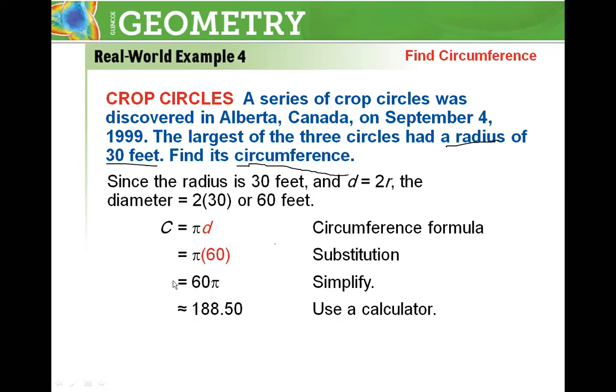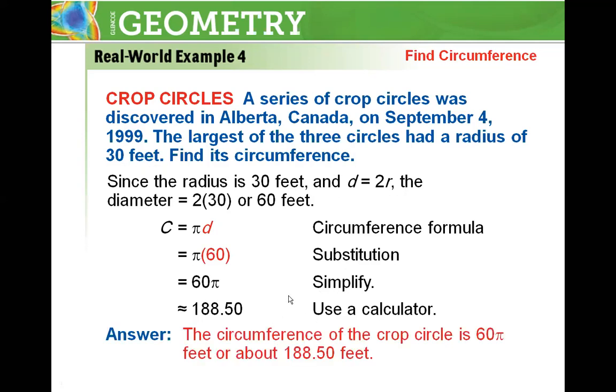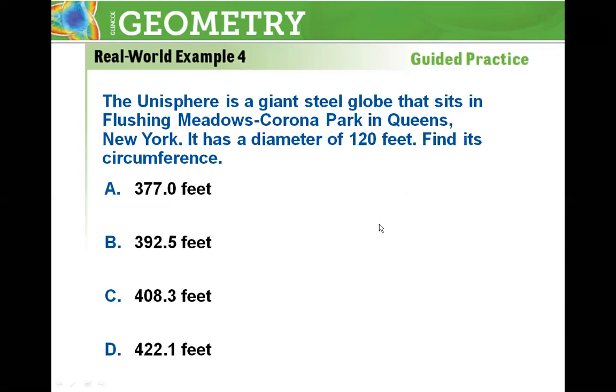Okay, this is the answer of the first problem talking about the circumference. Okay, we're going to the second one with Tamim. So the circumference of the crop circle is 60 pi, or 188.5 if it's substituted by your calculator.